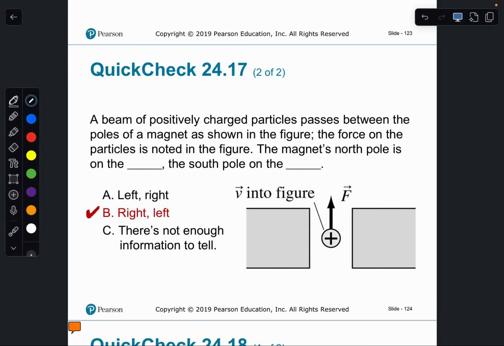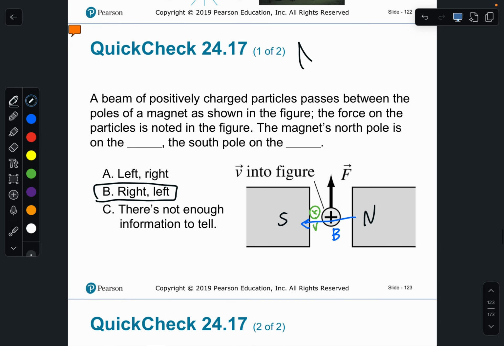So we're doing the right-hand rule, but you're finding an intermediate vector. You're not finding the resultant force. You're finding one of the intermediate vectors. So be prepared to do that, because that shows up on the exam a lot too. I'll have you find V or B instead of F. So do lots of them like this.